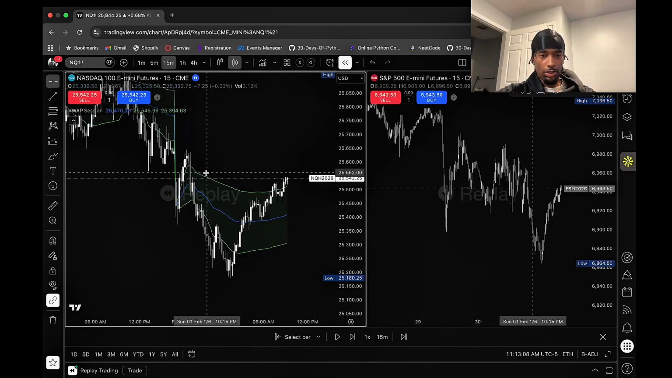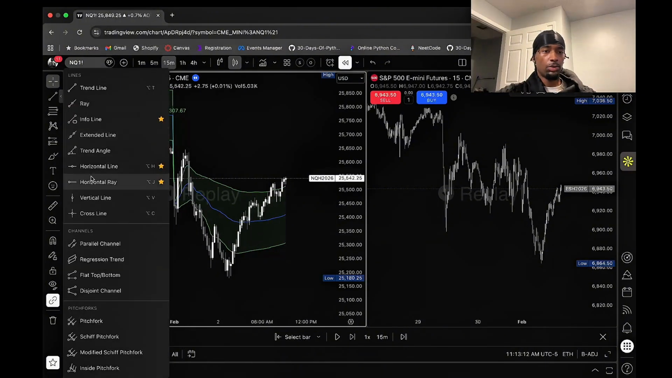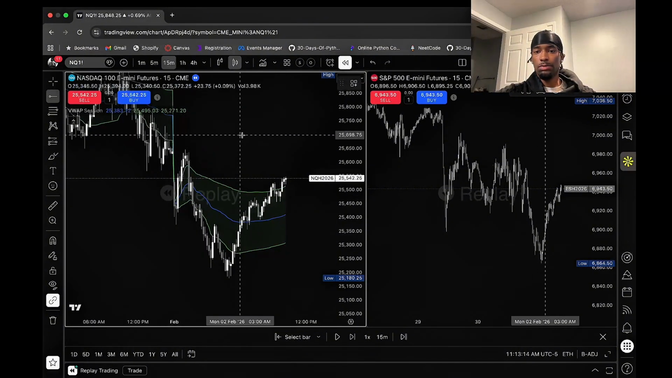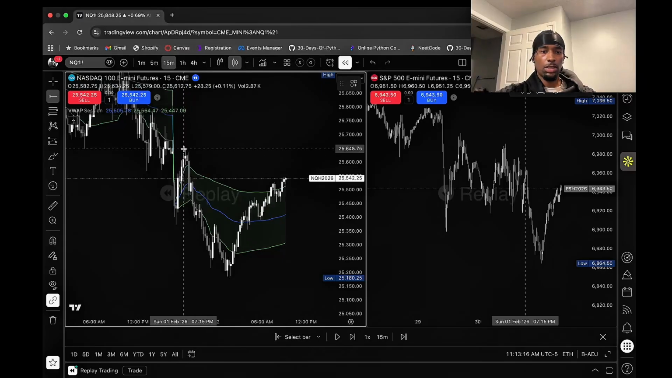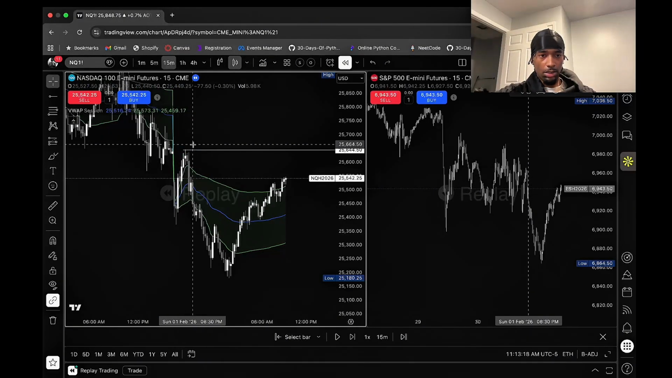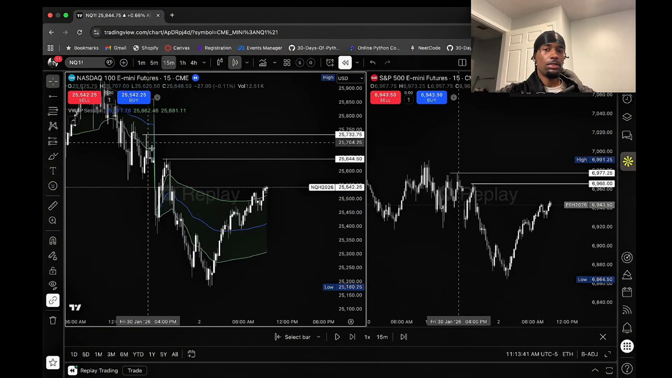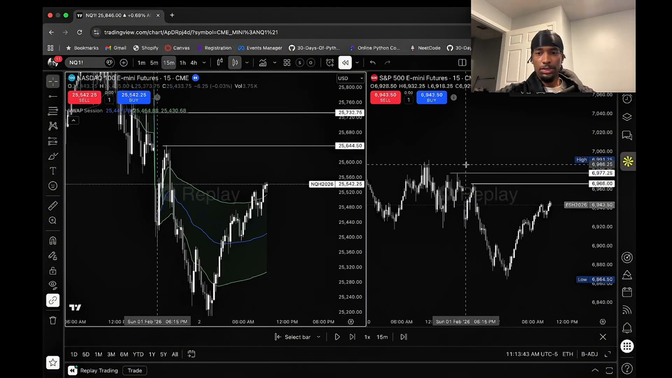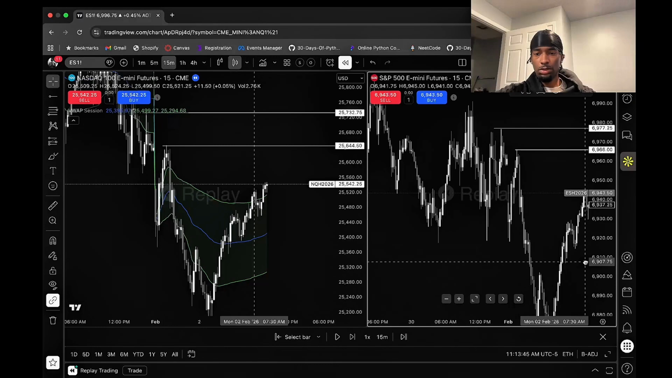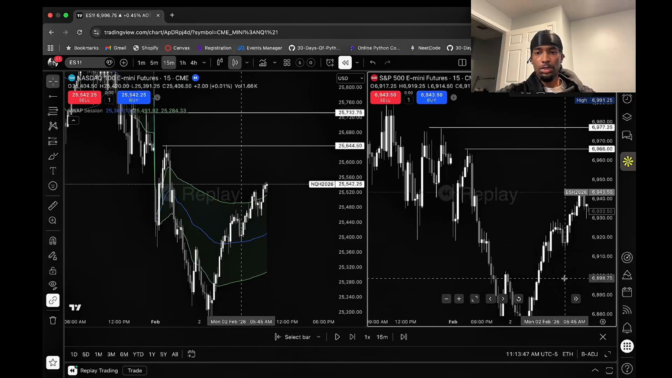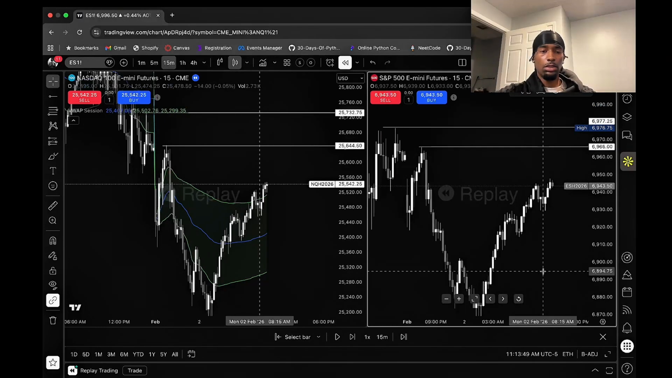So I'm marking up now. I gotta mark up my draws of liquidity. I'm looking at the swing highs and the swing lows that we could be displacing towards, right? So I see the swing high right here, and I just start marking them up. So now that I have these levels marked up, I want to see what we're gonna do when market opens. Are we gonna displace higher or displace lower?